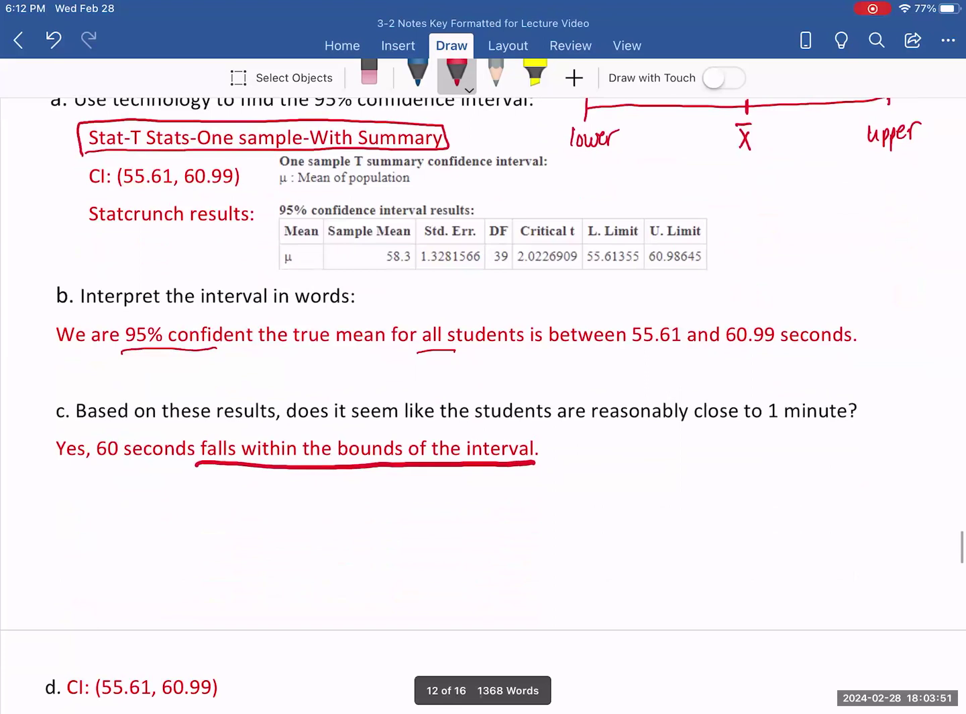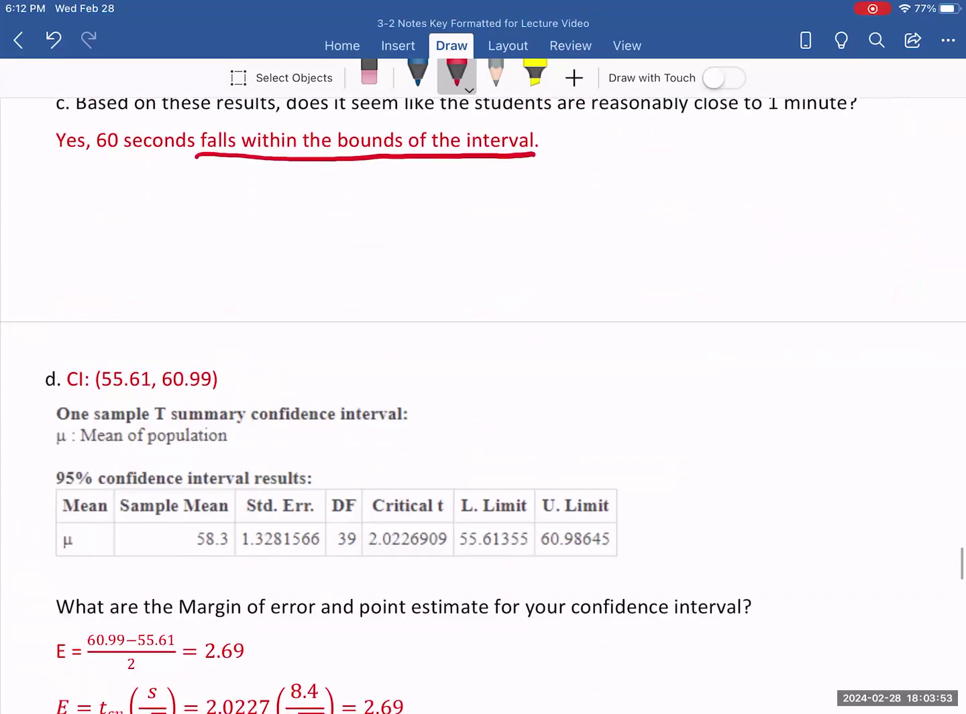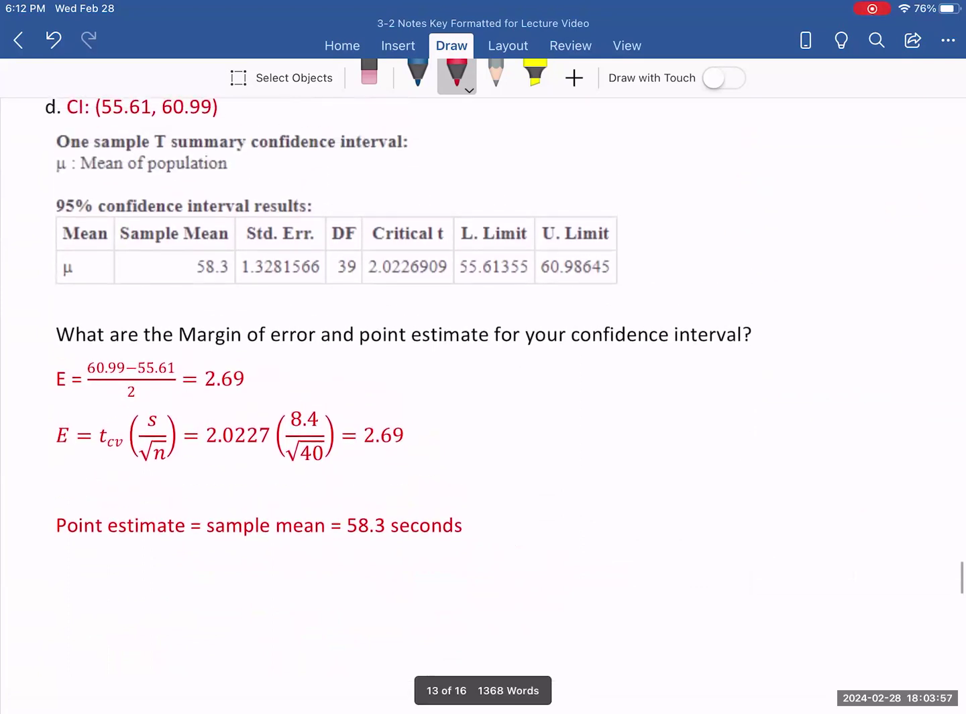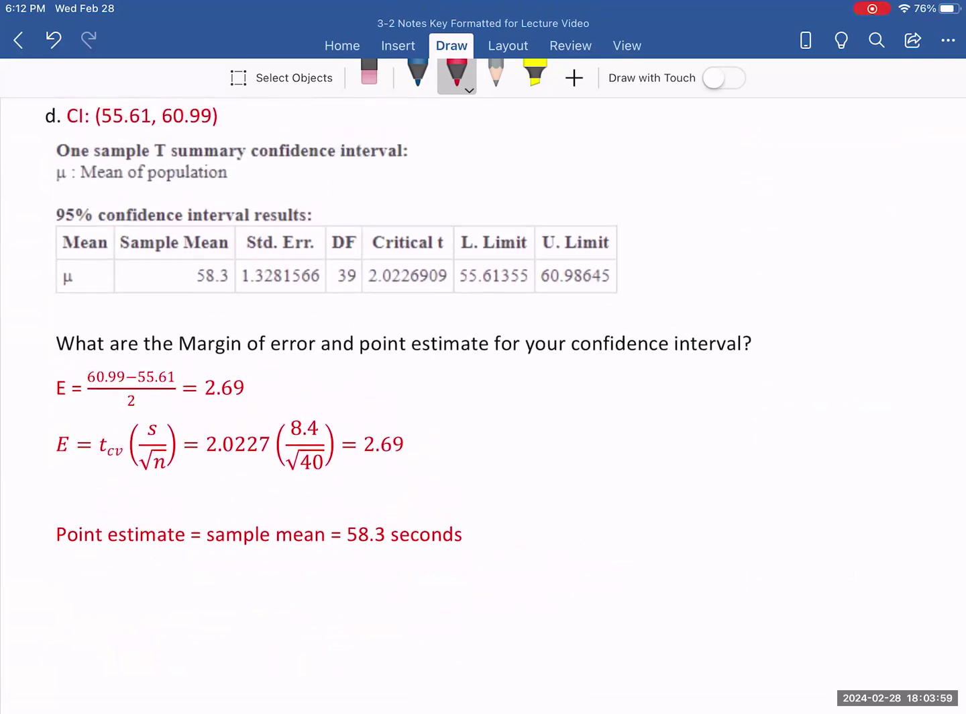I think there's one more question that goes along with this, and that is to identify the margin of error and point estimate. So we've got the confidence interval here again. And just a reminder, the point estimate is the sample mean, X bar. And so that's 58.3 seconds.